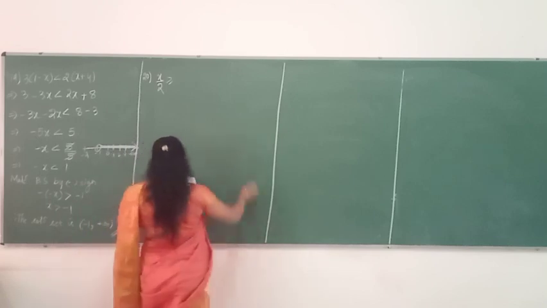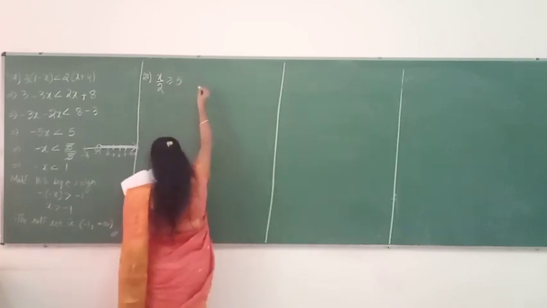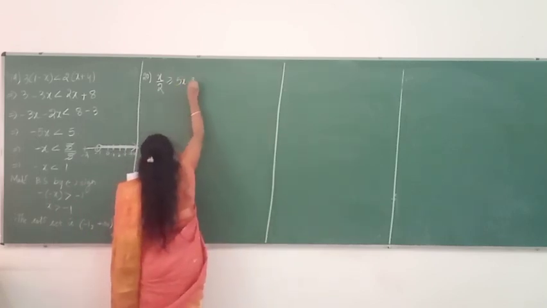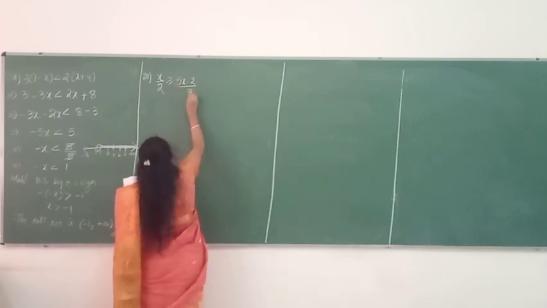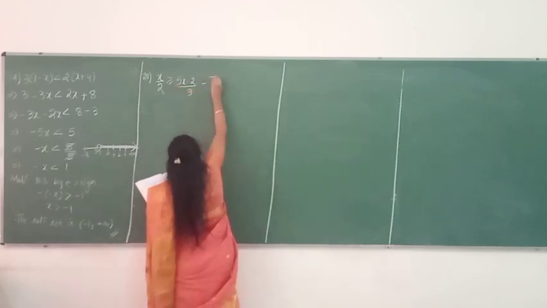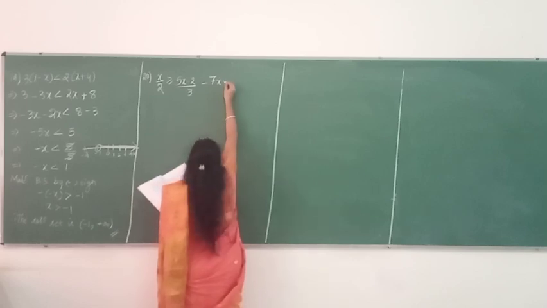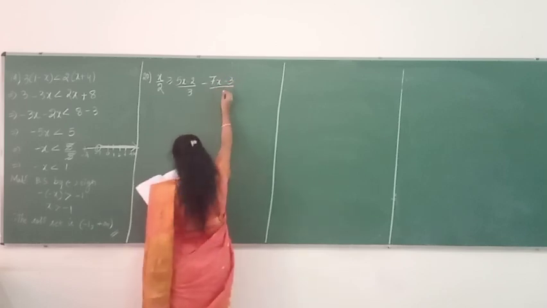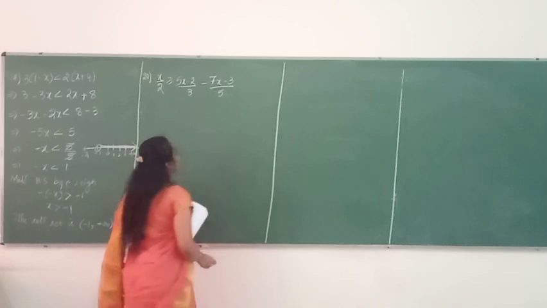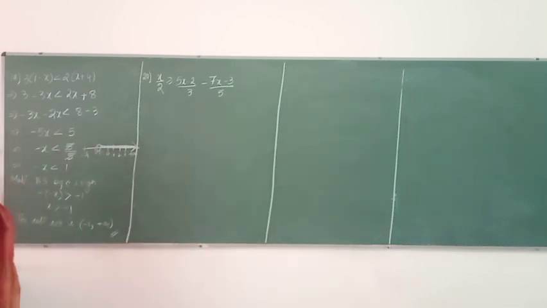Okay, the next one, 5x minus 2 whole divided by 3 minus 7x minus 3 whole divided by 5. This is the question.